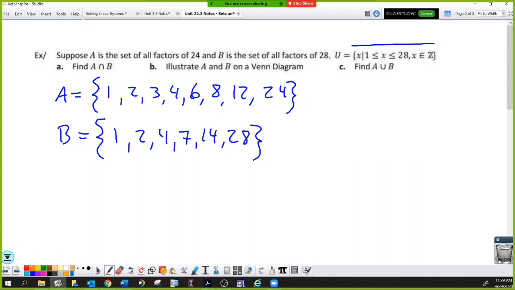You know what I'm going to do? I'm going to make the Venn diagram first. I know it says to do that second, but I'm going to do it first. Venn diagram.